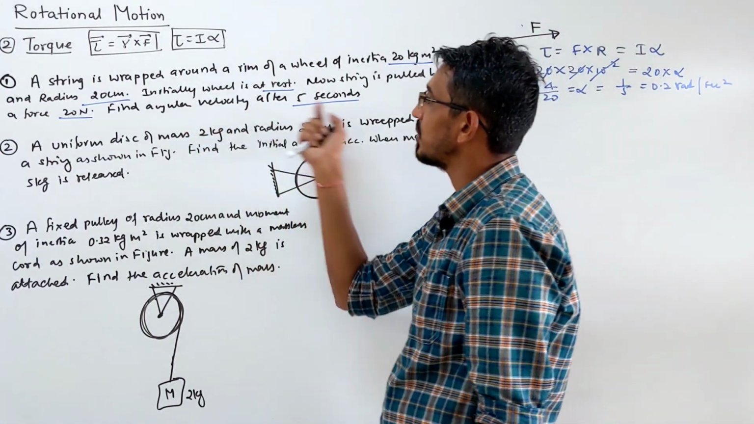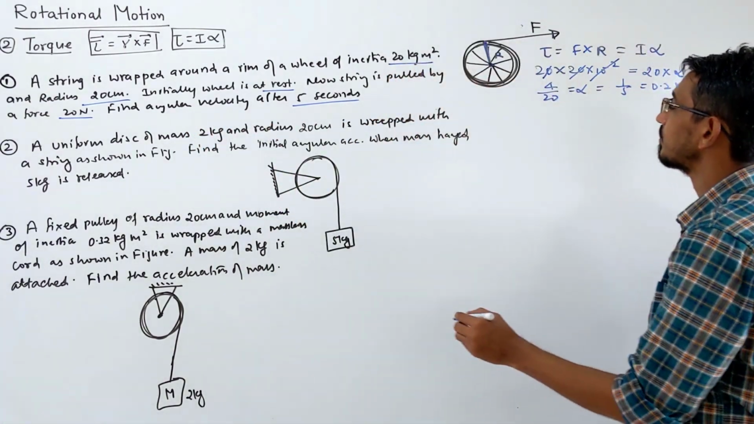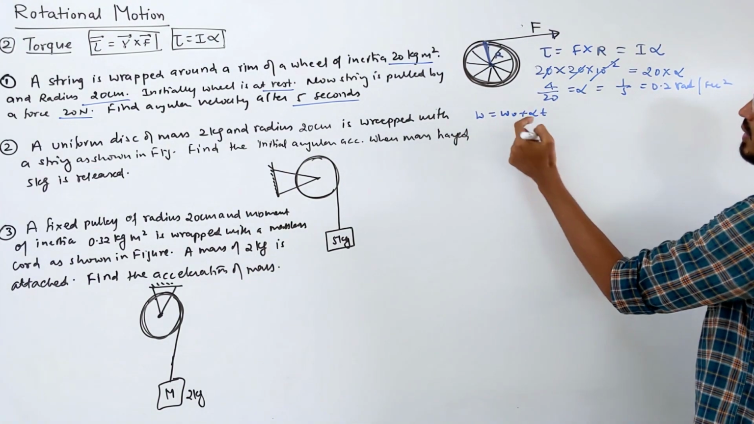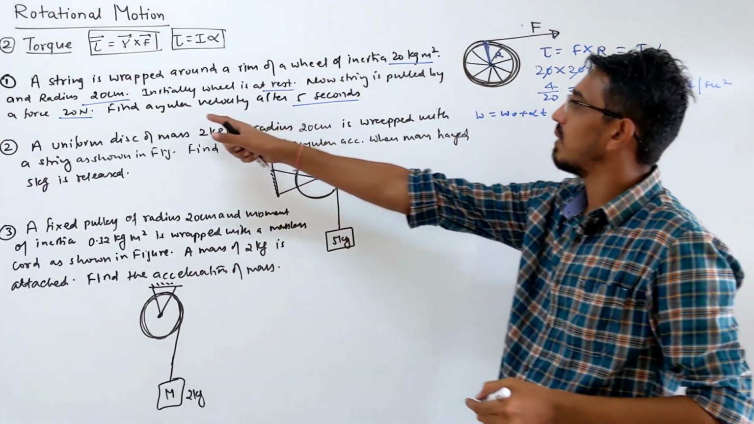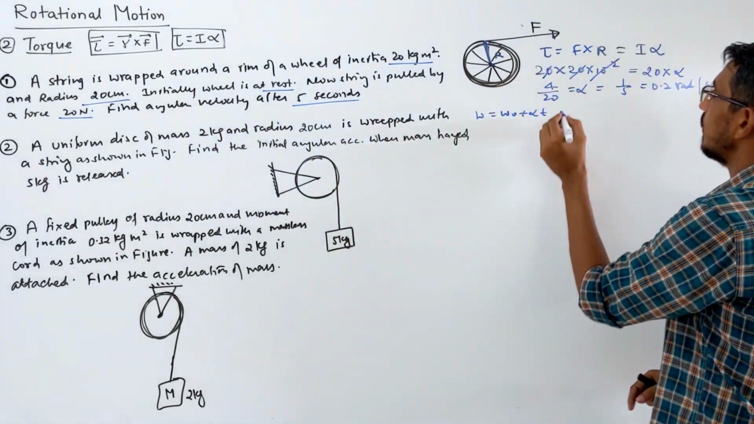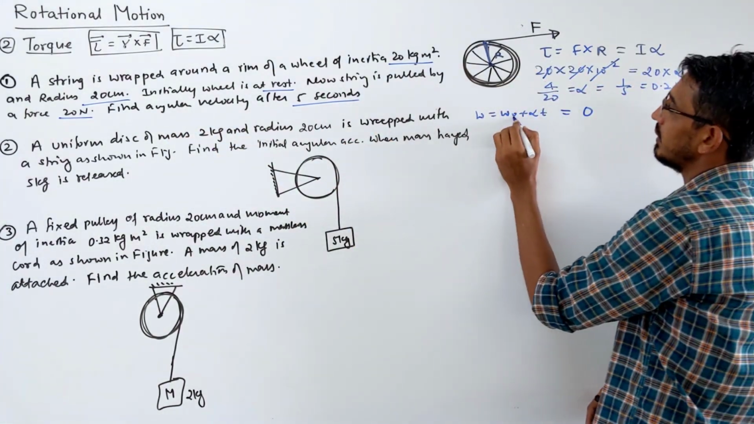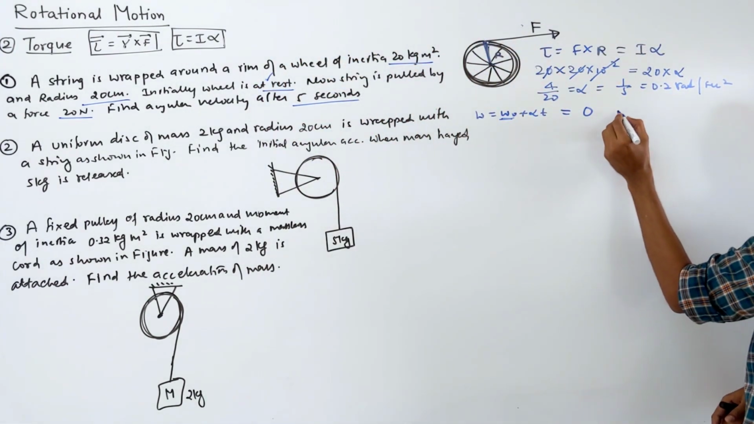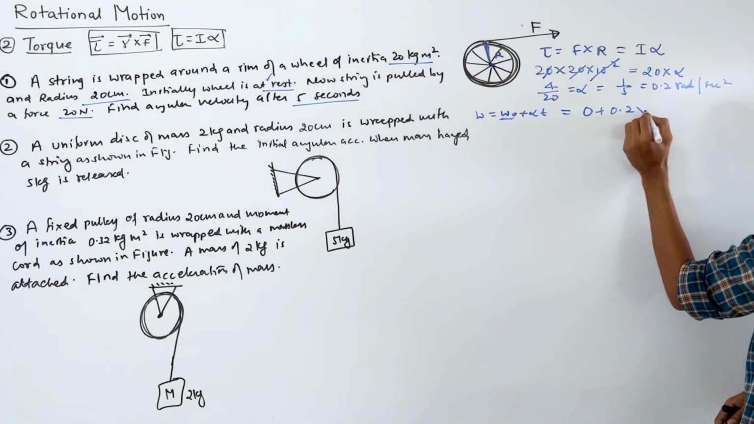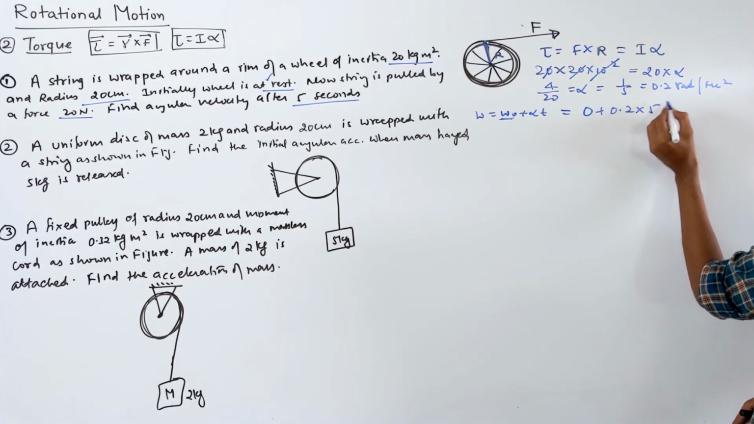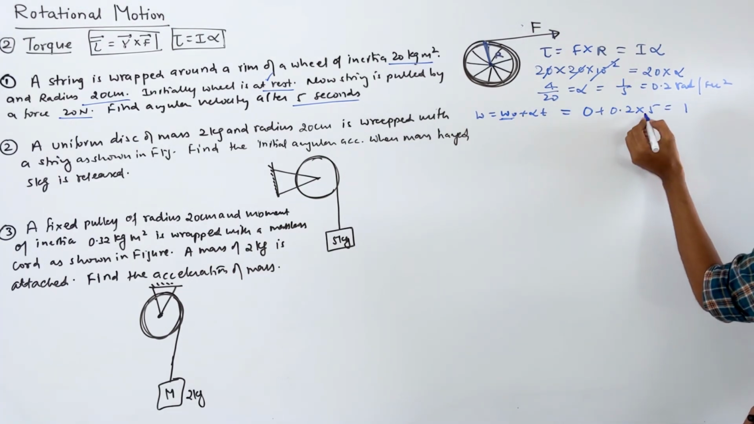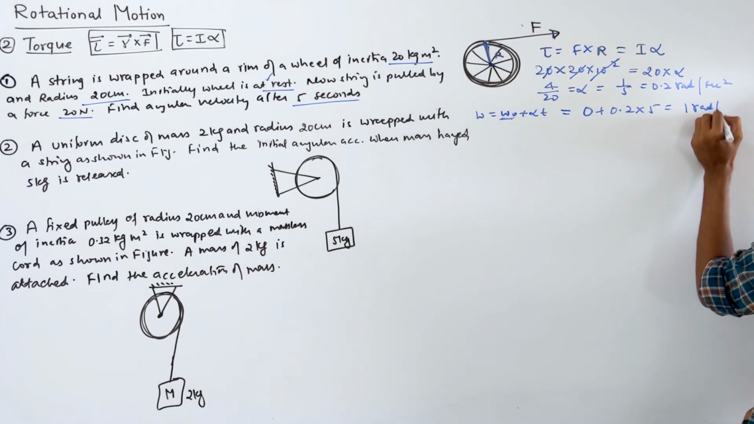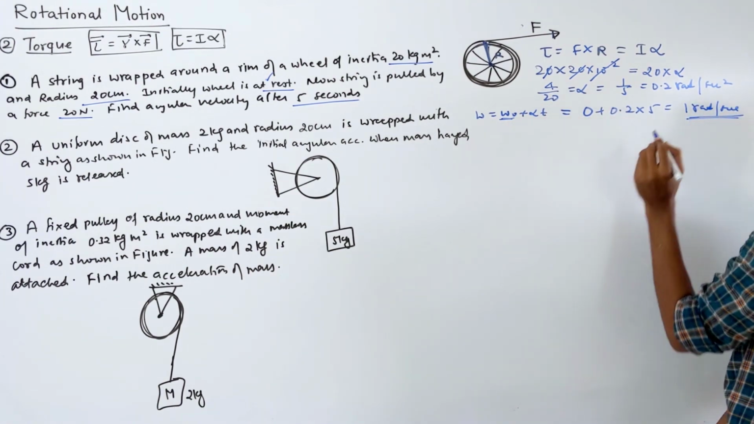Now to find velocities you can write what? Equations of motion, right? So you can write omega is equal to omega naught plus alpha into t. We need the final velocity, right? The angular velocity after 5 seconds. So look, initial is given as 0 because it was at rest. And alpha we found 0.2, and time is given as 5 seconds. So this becomes 0.2 into 5, which becomes 1 radian per second.